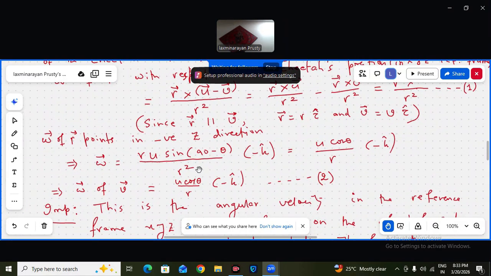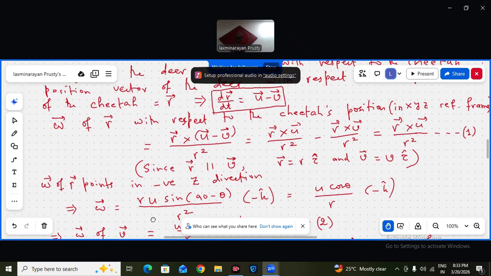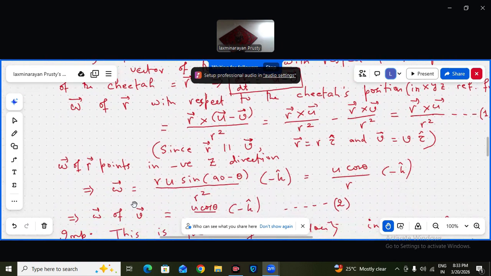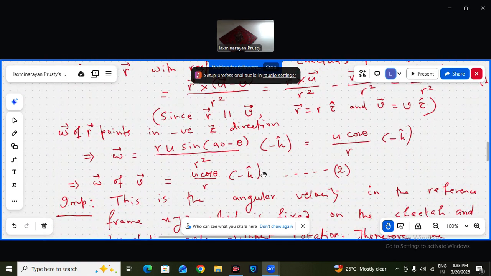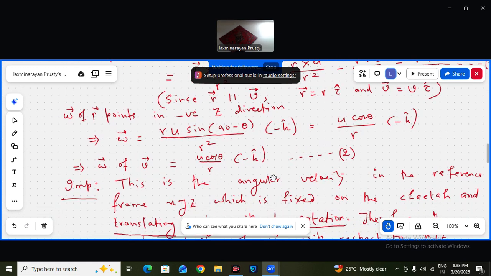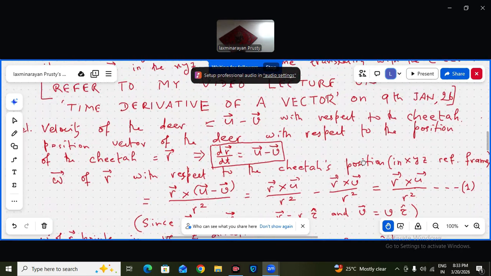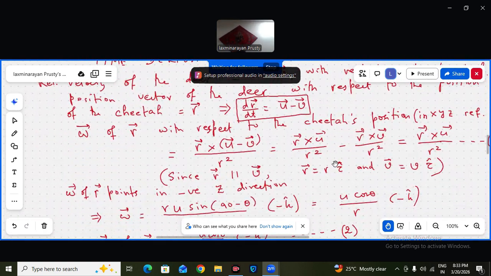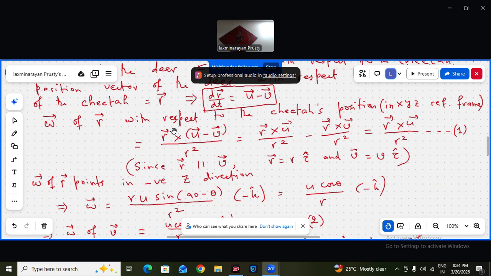Whose omega bar is this? Omega bar is of the r bar vector, the position vector. Then what is the omega bar of the v bar vector? I told you the omega of both v and r are the same, because they are always parallel to each other. So omega bar of v bar will also be the same, u cos theta by r in the minus k cap direction. Remember this as equation 2. Okay, that's clear. And this omega of r bar with respect to cheetah's position is r cross u by r square. That is the equation.